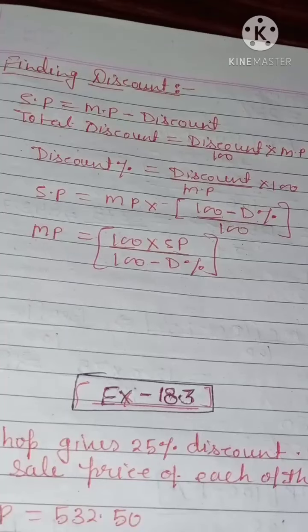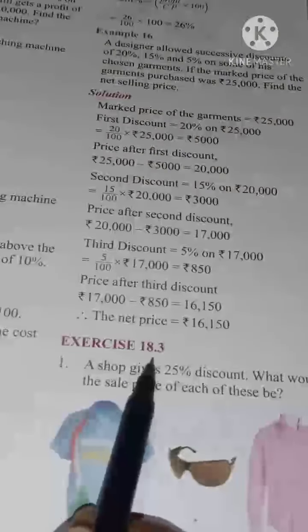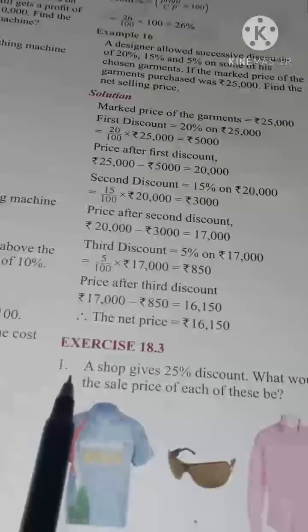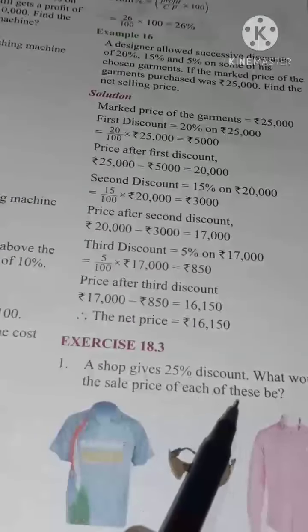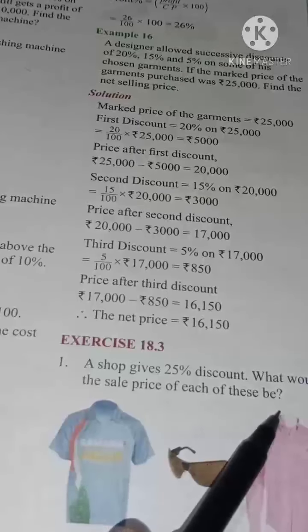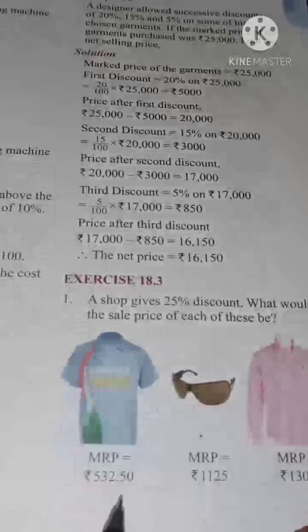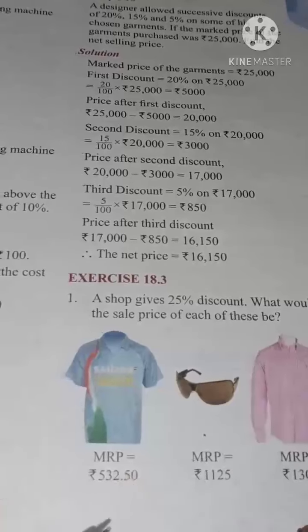Now see that beta, exercise 18.3, question number 1. A shop gives 25% discount, means discount percent is how much? 25%. What would the sale price of each of these be? You have to find the selling price. Marked price is given to you. See now how you will do it.